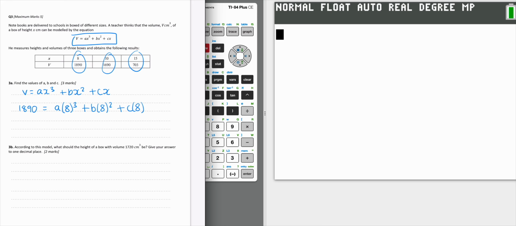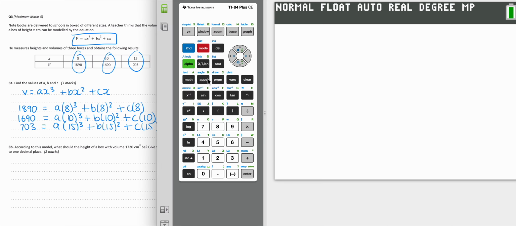And I always put them in brackets. It just helps when you're typing things into the calculator. Sometimes the calculator can work things out wrong if the brackets aren't there. And then the last one there is 703 equals a times 15 cubed plus b times 15 squared plus c times 15. So using that, we then need to find out the values of A, B, and C.